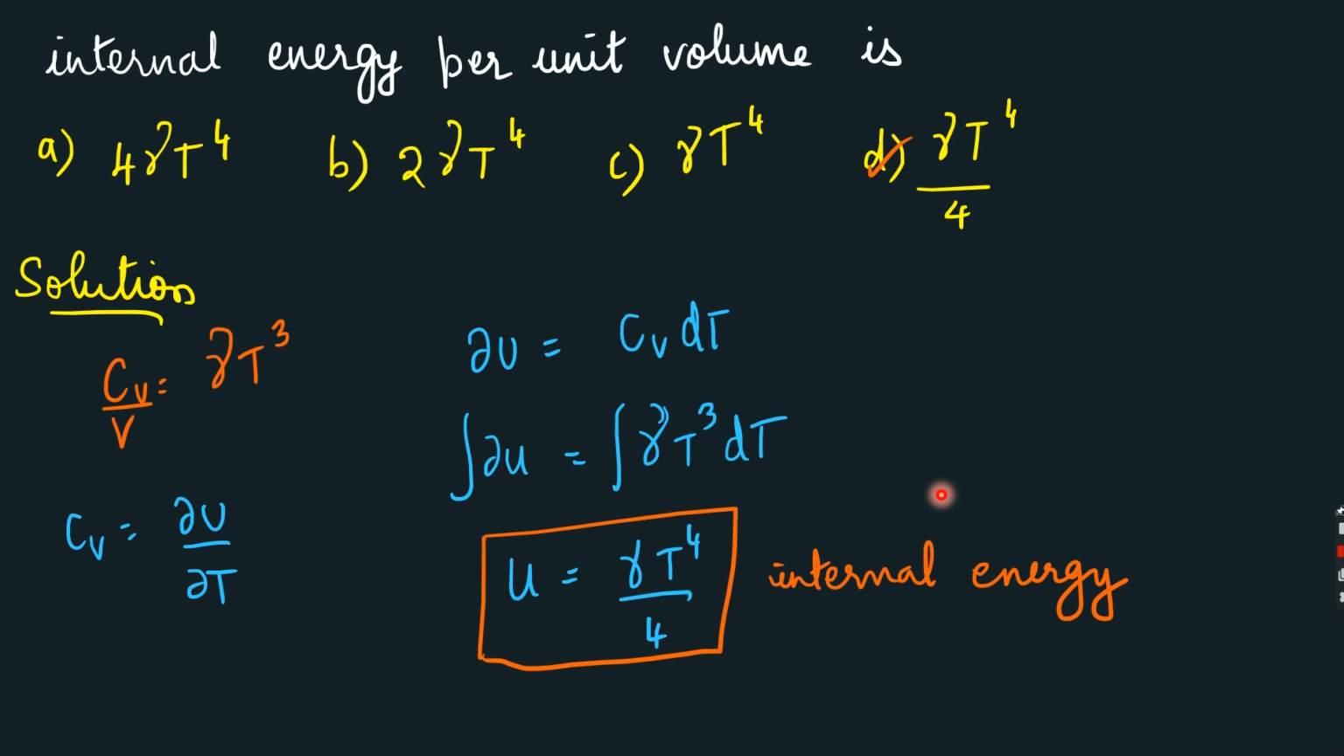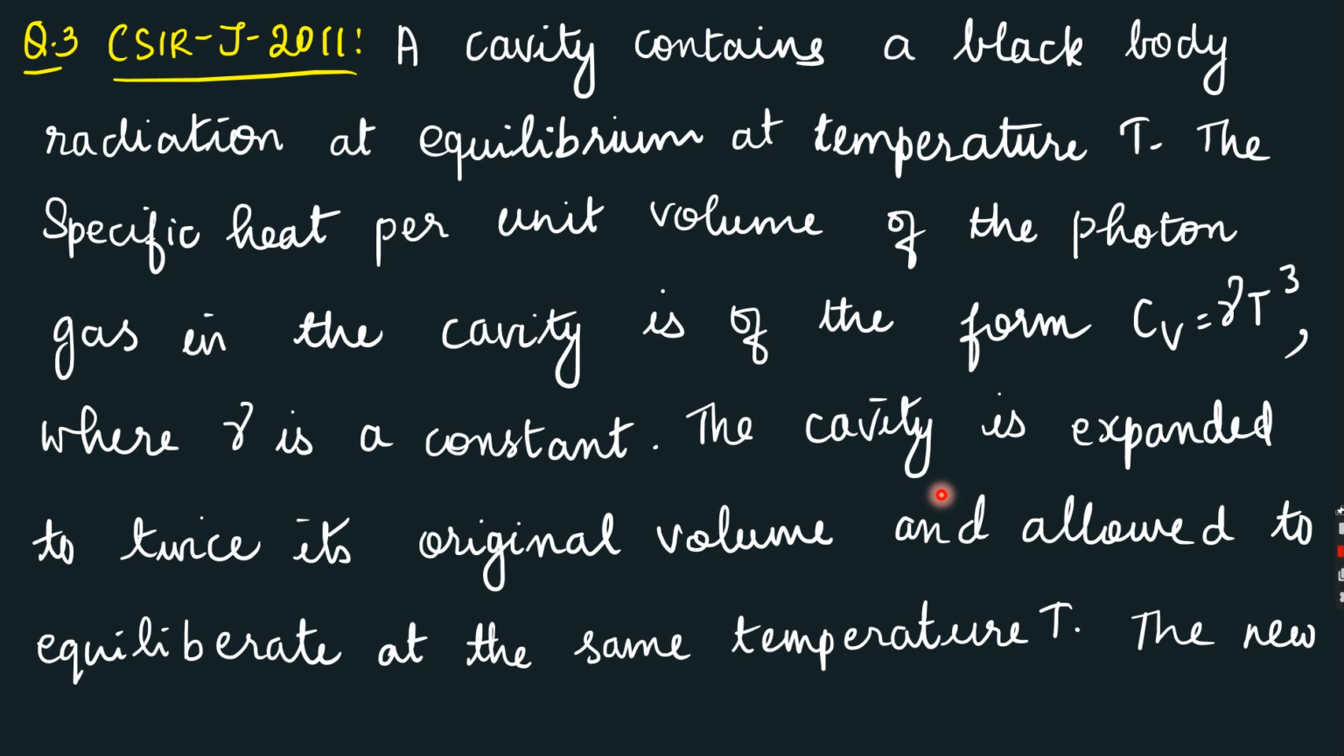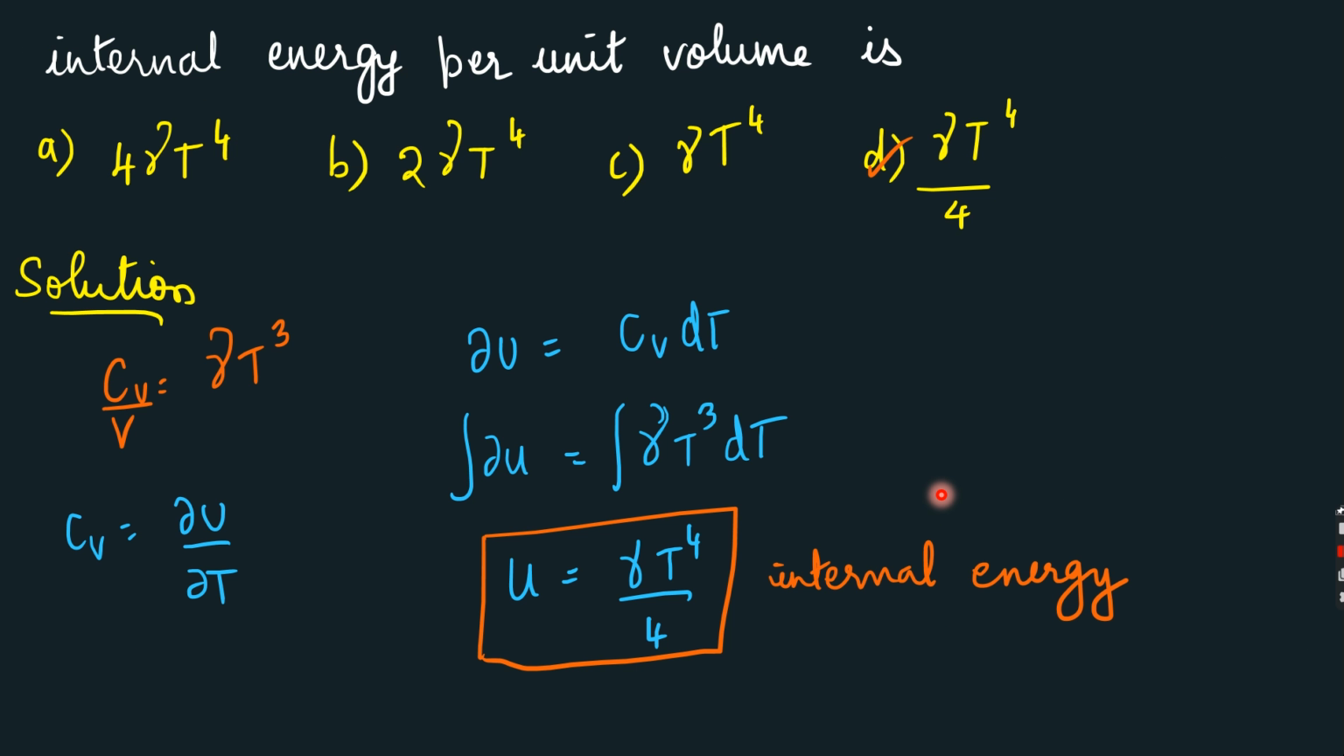So we basically know that the specific heat per unit volume is CV by V, which is given as gamma T cube. And yeah, so here we know that CV is equal to dou U by dou T. This is the formula, okay. So dou U will be equal to CV dT, and you can directly integrate your CV and you're going to get the internal energy. Okay, we are not going to consider the volume term here because there is no dependence of CV on V directly.